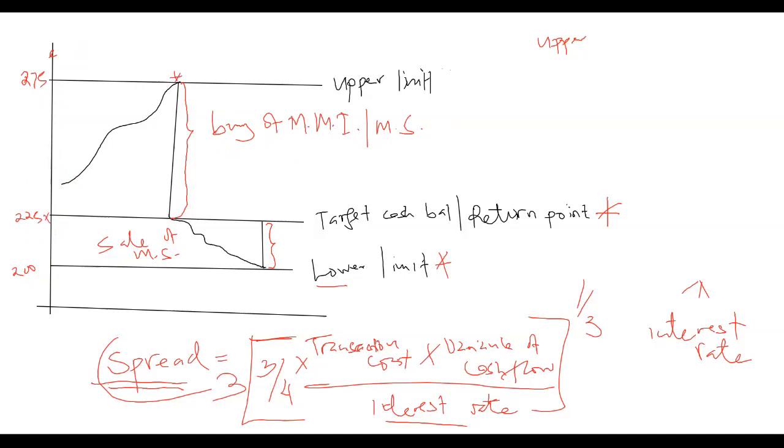How do you do that? By buying money market instruments. What's the difference in this case? The difference is 50,000. Therefore, we need to buy securities worth 50,000 so that we can reduce the cash balance from 275 back to 225.